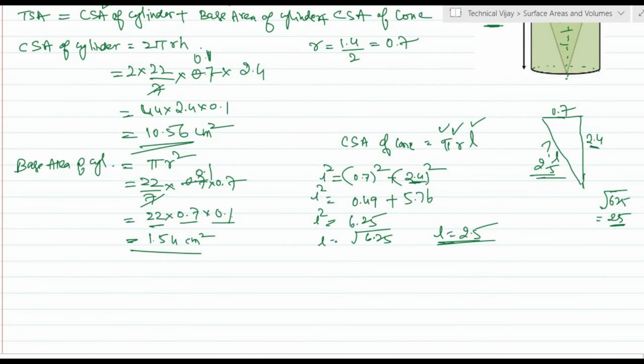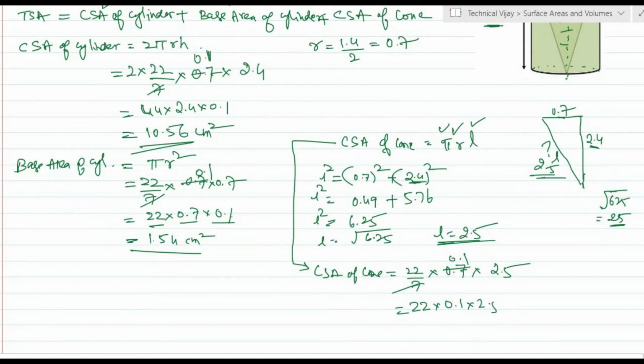The curved surface area of the cone, CSA of cone, is equal to 22 divided by 7 into radius, which is 0.7, into 2.5. So 22 into 0.1 into 2.5. Here we multiply 22 and 25: 5 2s are 10, so 11, here 44. So this is equal to 5.5 square centimeter.